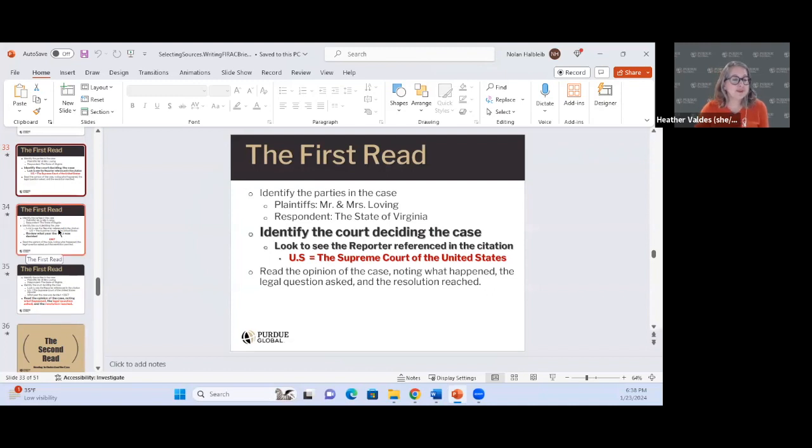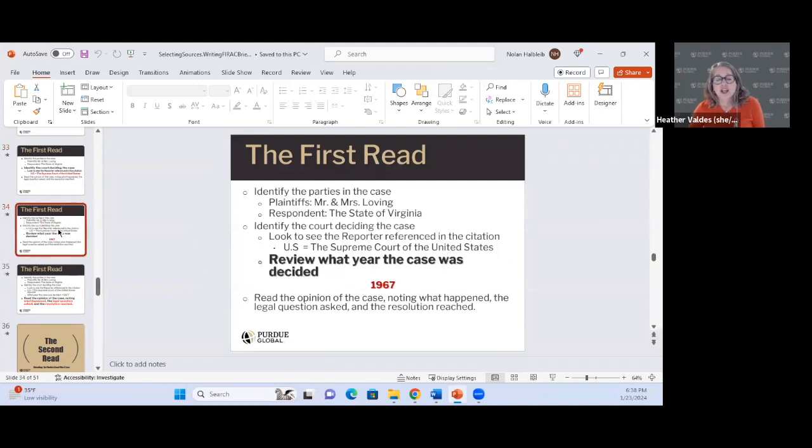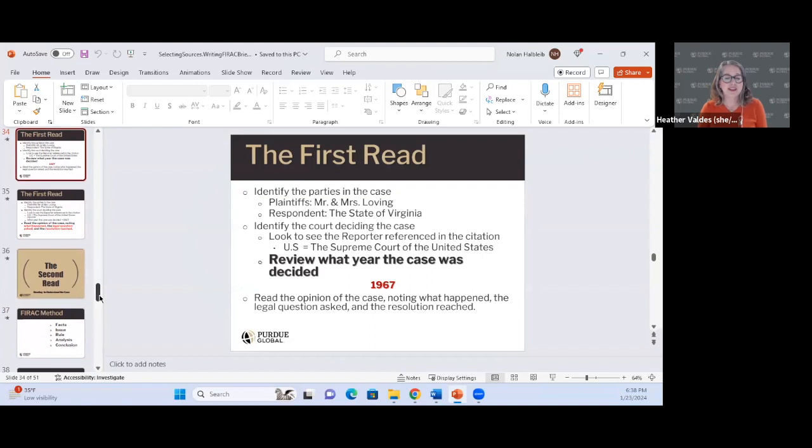We can move to the next one. You always want to know when the case was decided. This case was decided in 1967. So you'll want to make a note of that as well. And our next.